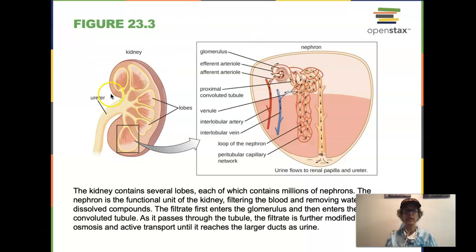A close-up of the kidney, which is one of our filtration organs. If we look at these lobes within the kidney, the actual filtration unit is the glomerulus. More than one is glomeruli. And so that is where we filter the blood in the kidney, removing the water and the dissolved compounds, and then the waste is excreted as urine.